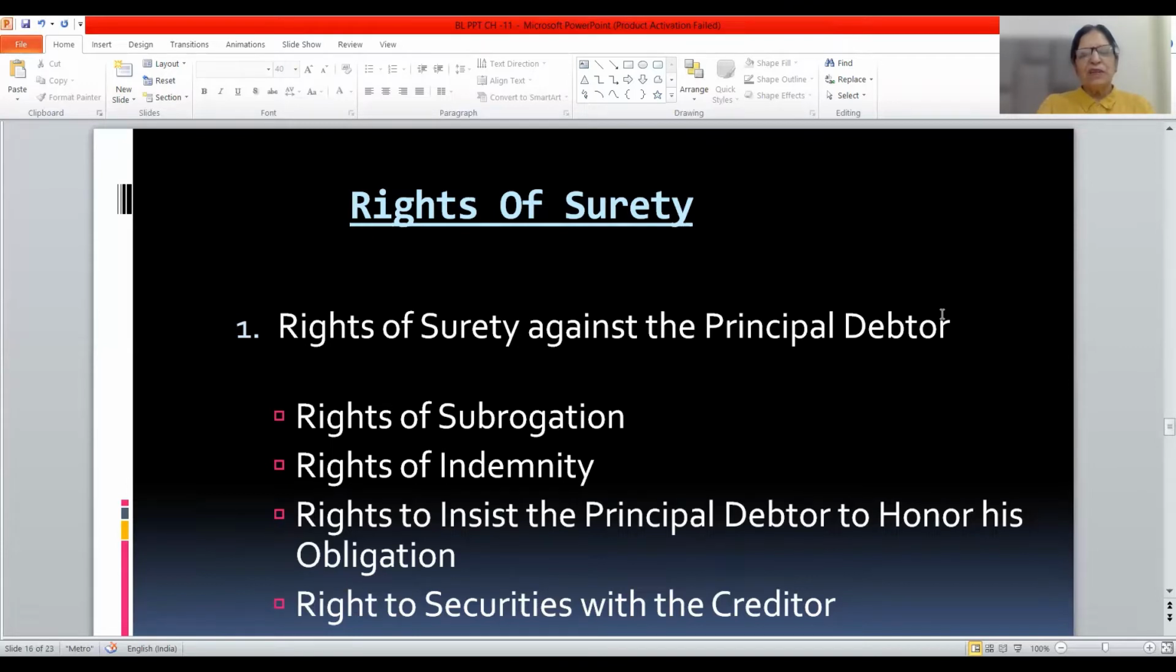The right to securities with the creditor. Sometimes securities are to be deposited by the principal debtor with the creditor. Say any movable security, say watch or furniture or computer or motorbike. Okay. So then in that case, if the principal debtor has committed default and his liability has been discharged by the surety, then whatever securities the creditor has in his possession, the surety will have the right to obtain the benefit of those securities. Okay. So friends, these are the rights of surety against the principal debtor.